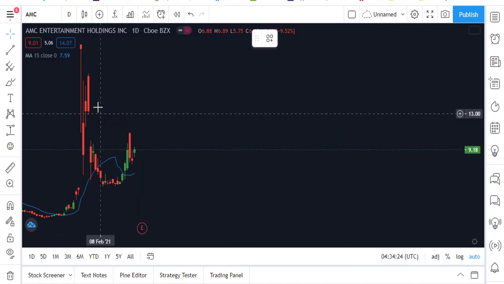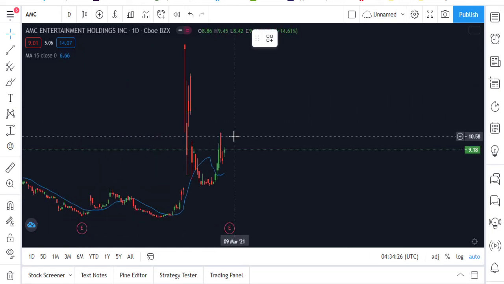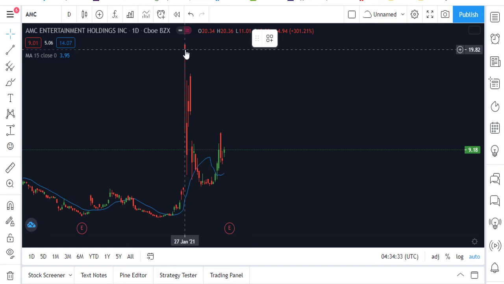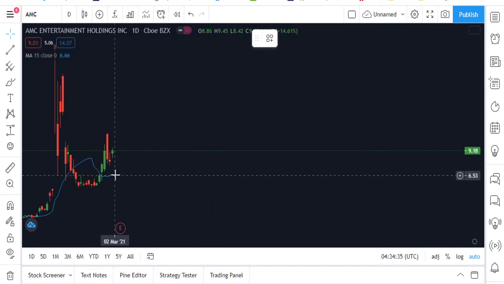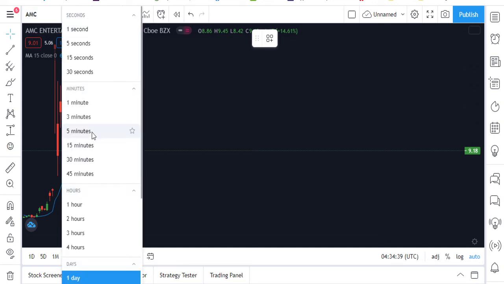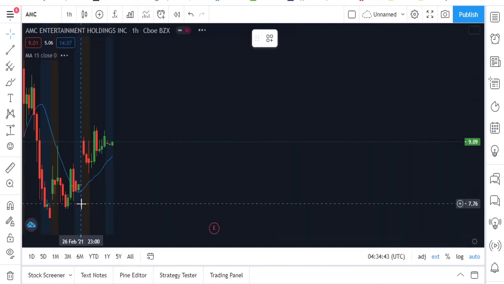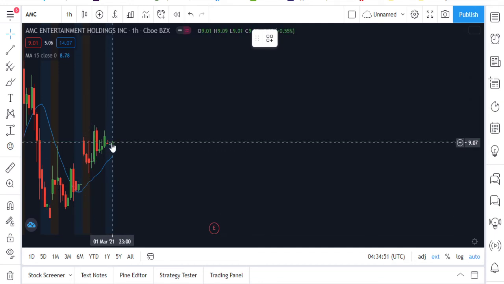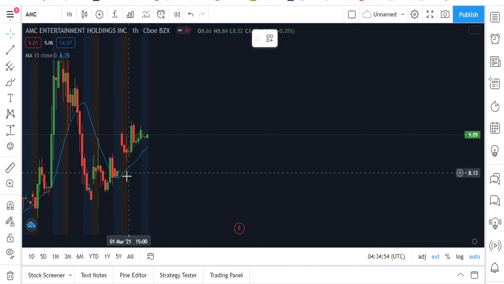920. Let's see. $20. When was this? January. Holy. Now it's starting to slowly move. Let's go down to 1-hour chart. It crossed the moving average at $8. It went above the moving average, so it's looking good. It's above.